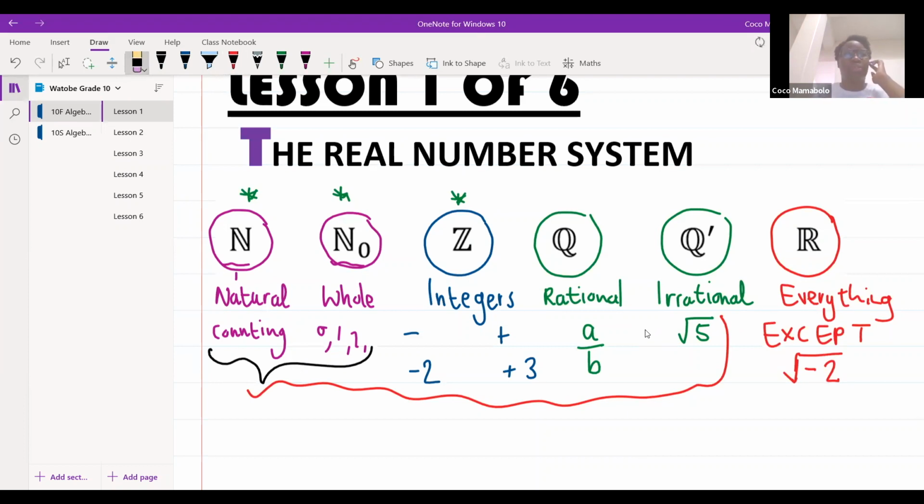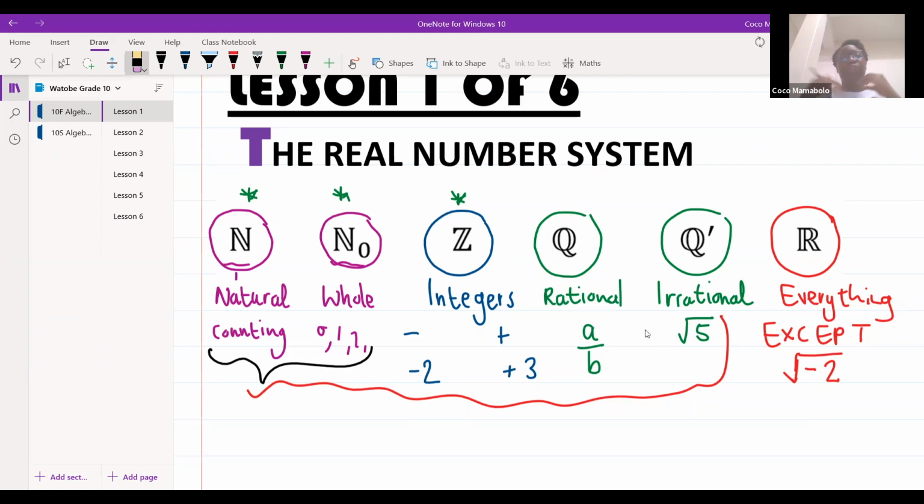You're not going to be able to do that. So everything except the square root, or the 4th root, or the 6th root, or the 8th root of a negative number. Any even root of a negative number is not a real number.